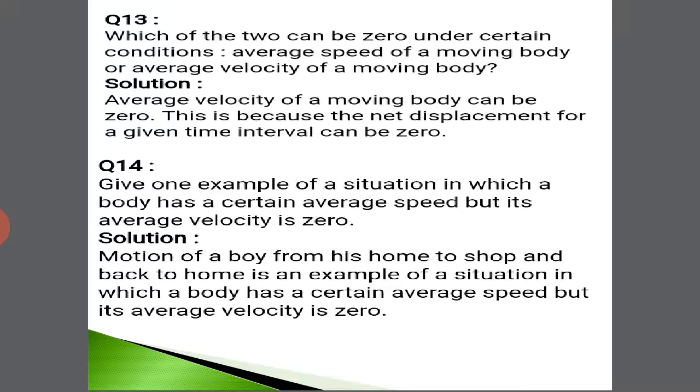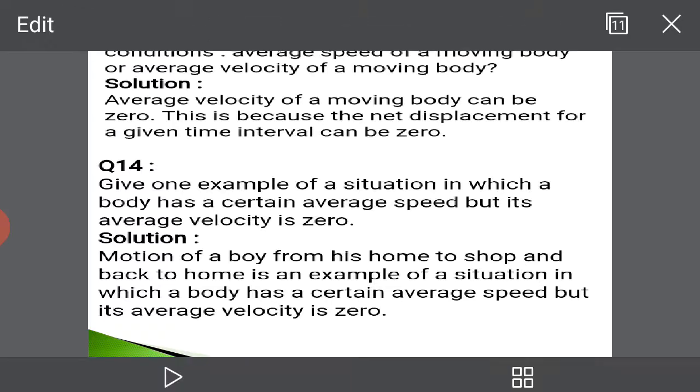Question number 14 next. Give one example of a situation in which a body has a certain average speed but its average velocity is zero. Motion of a body from home to shop and back to home is an example of a situation in which the body has a certain average speed but its average velocity will be zero because the displacement is zero. Okay.